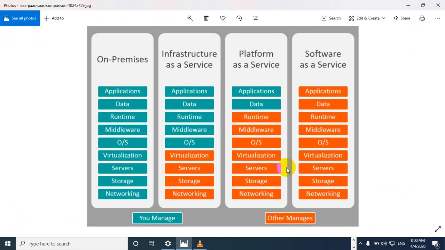Cloud is nothing but, before that, we should know about on premises. On premises means an organization purchases servers and keeps them in a data center. That is called on premises. A server is something which gives services through internet. It is nothing but a machine that gives services through internet.